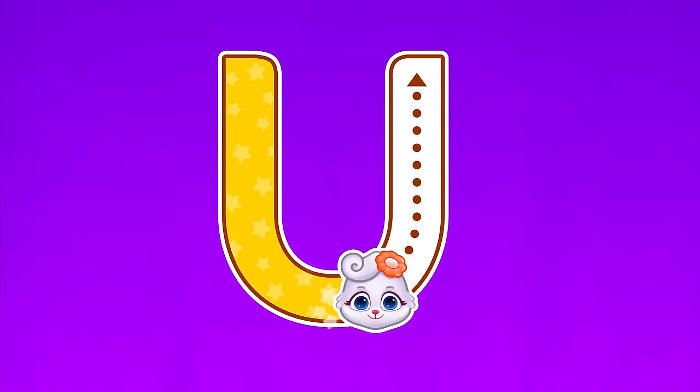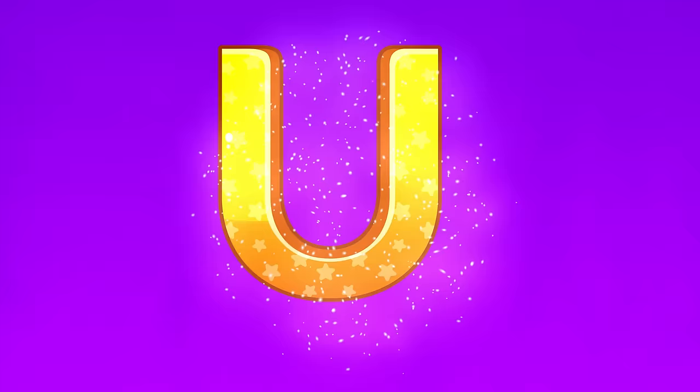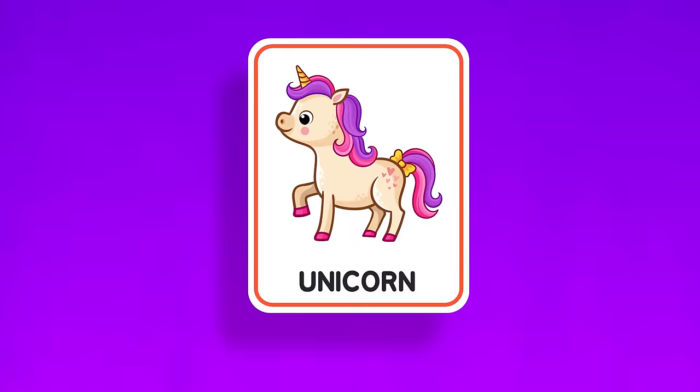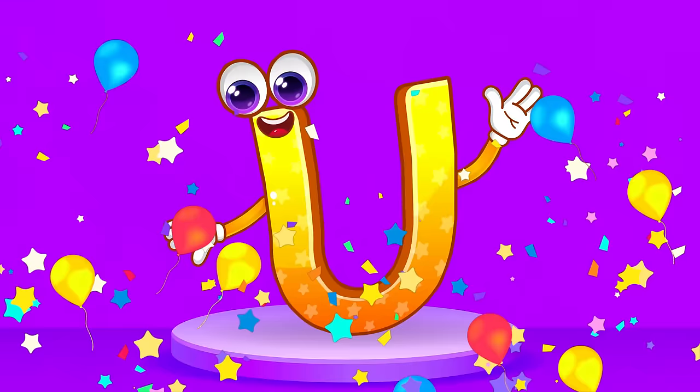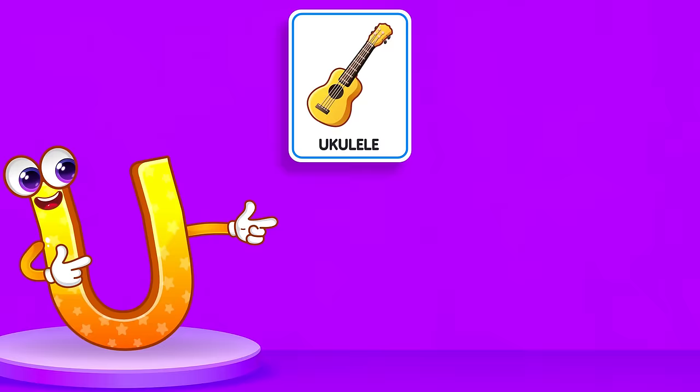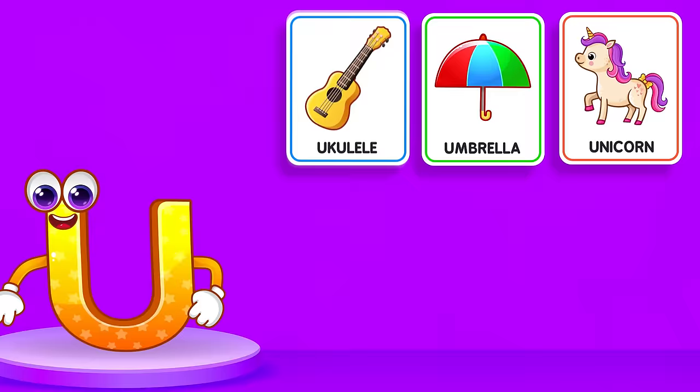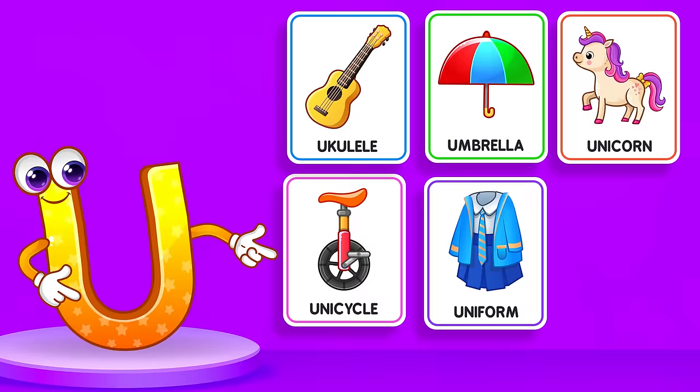U. This is U. U is for ukulele. Umbrella. Unicorn. Unicycle. Uniform. Urchin. This is U. U is for ukulele. Umbrella. Unicorn. Unicycle. Uniform. Urchin.